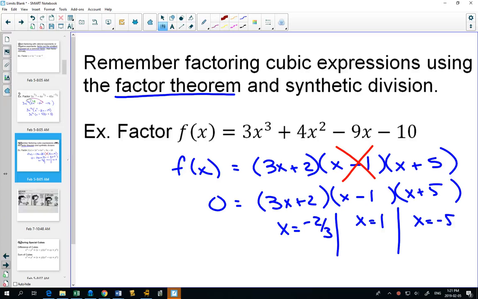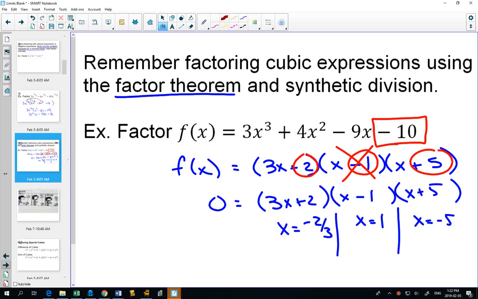Right? When I plug in 1, if it was truly a factor, it should equal 0. Now with the factor theorem, it uses something you know with foiling and with multiplying, that whatever numbers are your last numbers here, they have to, in the end, multiply to give you your last number there, minus 10. So I was correct in choosing 2, negative 1, and 5 as a possibility. I just guessed wrong.